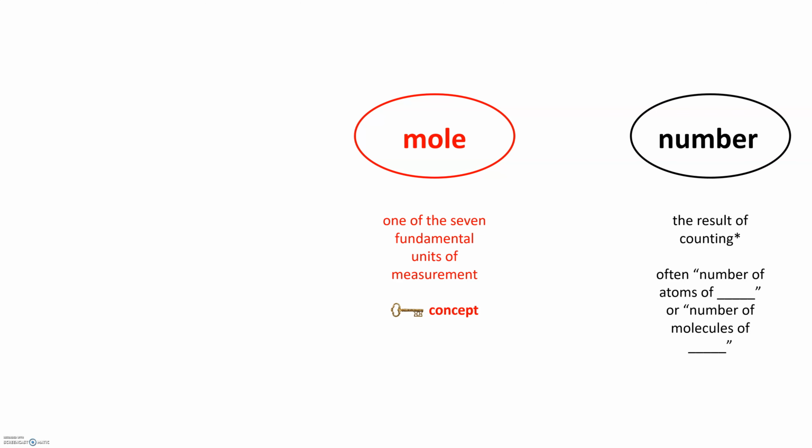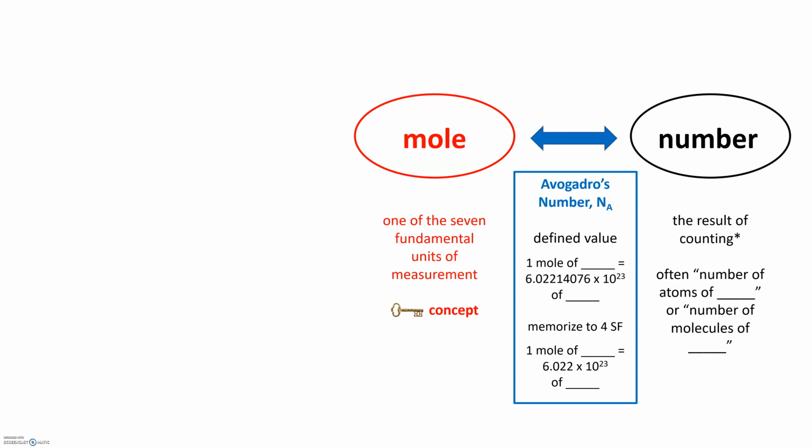So the connection between those two that we've talked about in class is Avogadro's number. It is now a defined value, and 1 mole of anything, whatever that blank should be, is exactly 6.02214076 times 10 to the 23, whatever that material is. That's a little excessive for us. We're just going to remember this number to 4 significant figures. So that'll have some effect on our calculations.